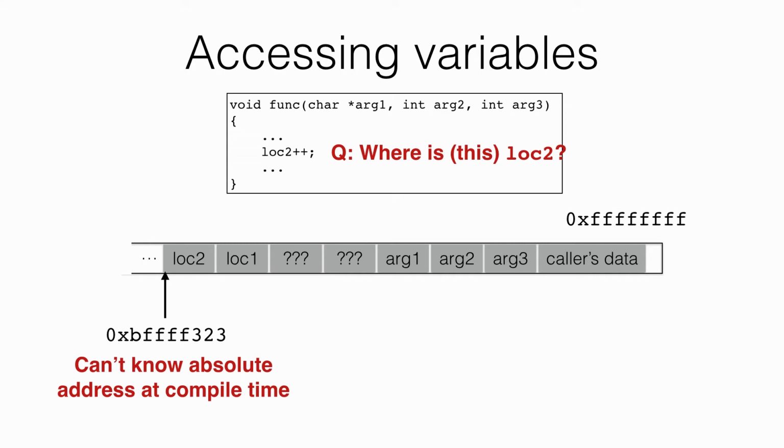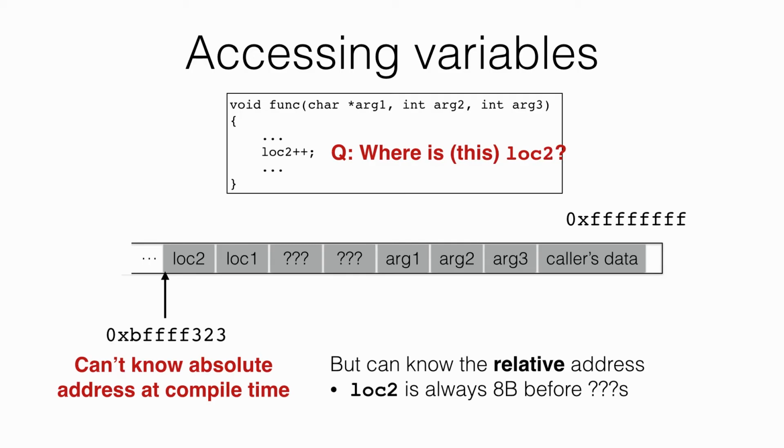Well, if we think about it, if this function could be called from many different places in the program, the actual address of loc2 could differ depending on who called the function. Therefore, the compiler cannot know this address at compile time, and it's going to need to do something else. Fortunately, the compiler always knows the relative address of this variable. That is, it's always 8 bytes before the question marks here on the stack.